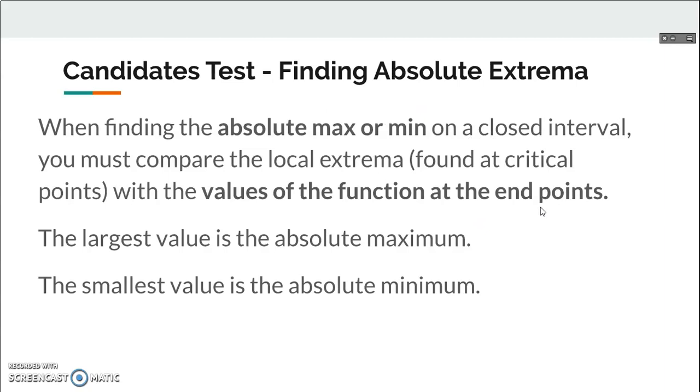So you just look at all the critical points and you look at the endpoints. Whatever the largest y value is, that's your absolute maximum. Whatever the smallest y value is, that's your absolute minimum. So that's what the candidates test is referring to. Basically just making sure you remember to check the endpoints in addition to local maxes or mins.